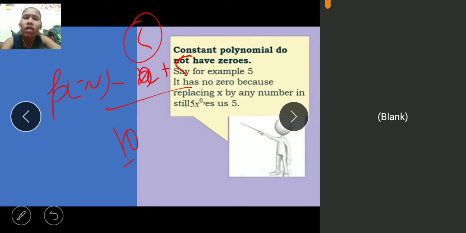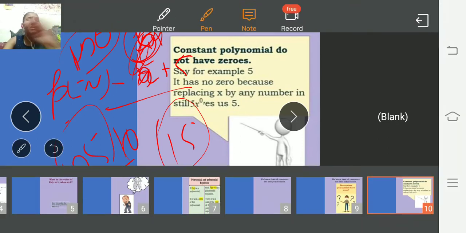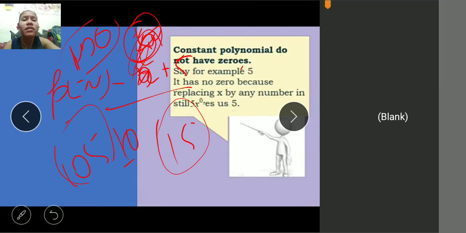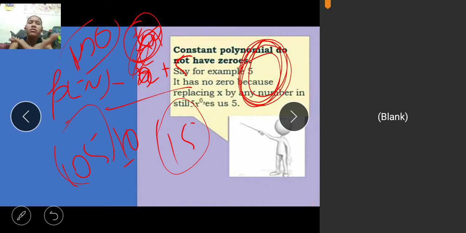10. Are we getting it? If you put 10 in its place, 5 plus 10, we get 15. If you put 100, what do we get? We get 105. But we never get the magical word of this session, 0. So this means the constant polynomial doesn't have any zero.